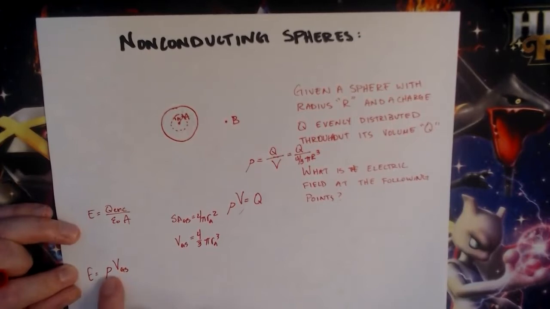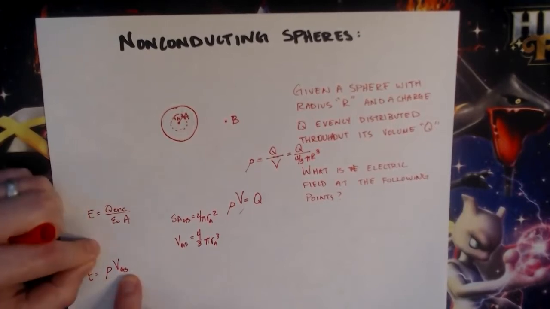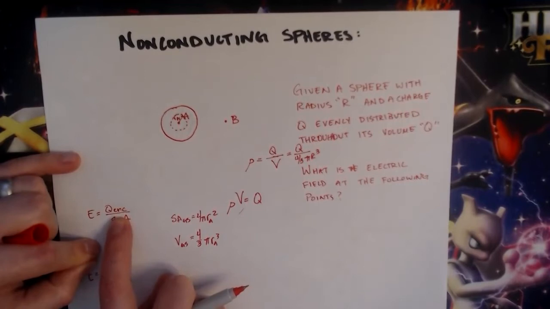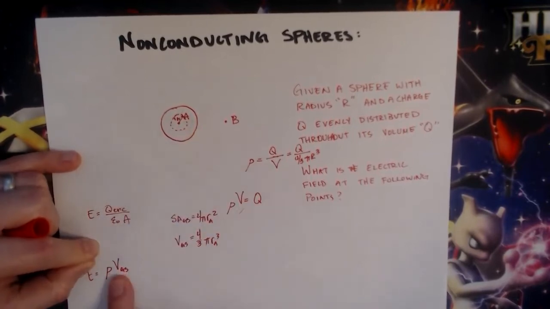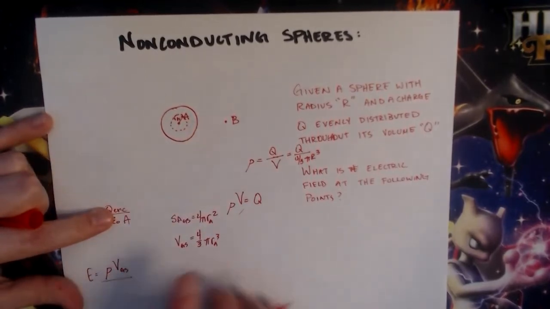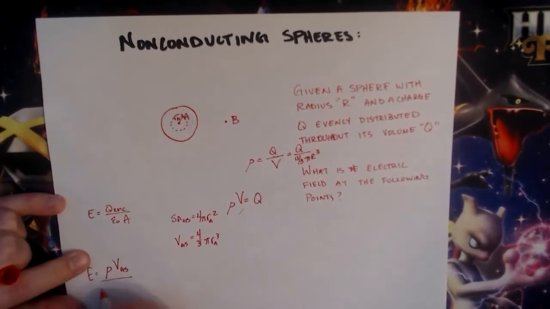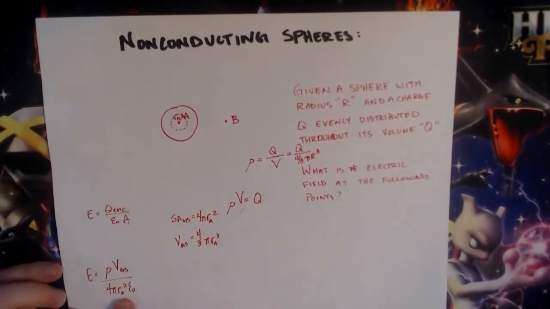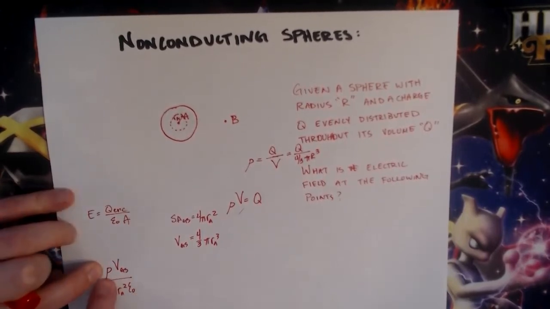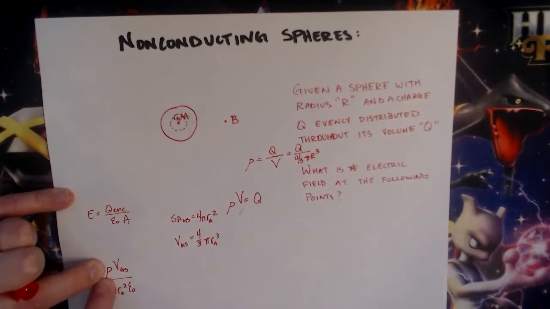When I multiply those two values, I would get the Q enclosed. I wouldn't have all of it, but I'd have some of it, and that's the amount that I would have. Divide that by epsilon naught times 4 pi RA squared. Constant, R squared, epsilon naught. So we have here a number, right? That's now a constant value.